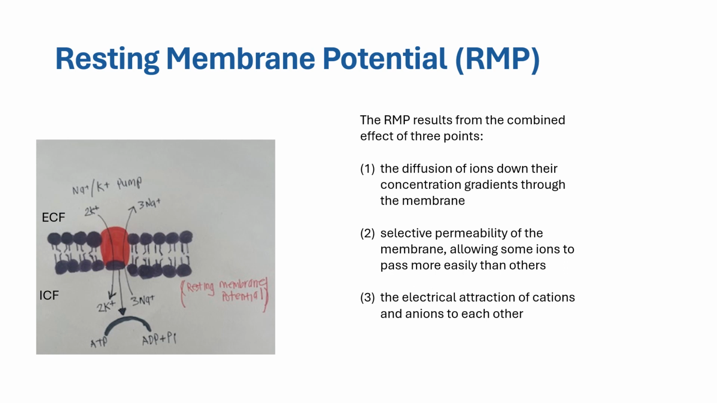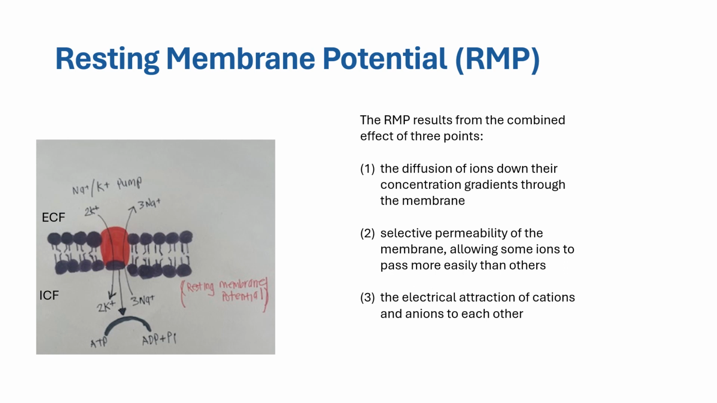It pumps 3 positive sodium out of the cell for every 2 positive potassium it brings in. By removing more cations from the cell than it brings in, it contributes about -3 millivolts to the resting membrane potential. The resting membrane potential of -70 millivolts is the net effect of all these ion movements.